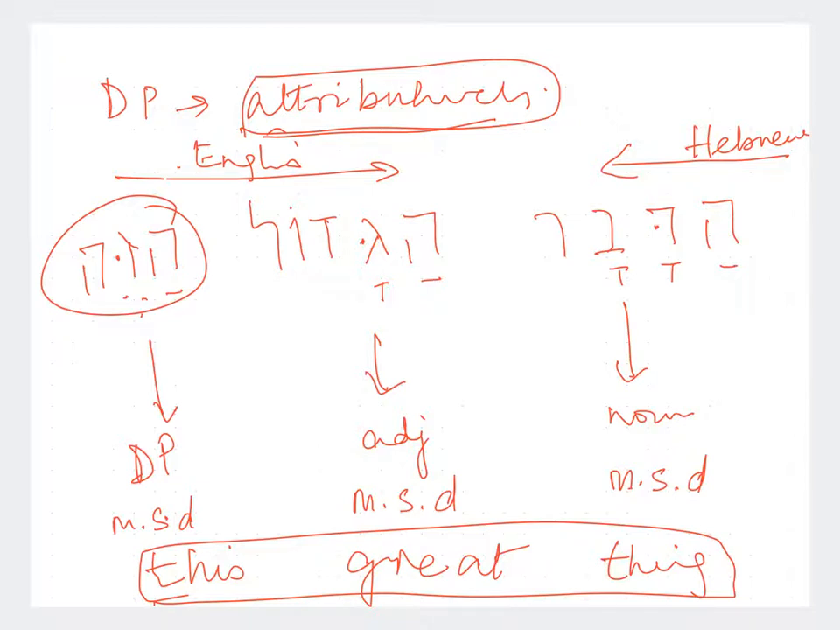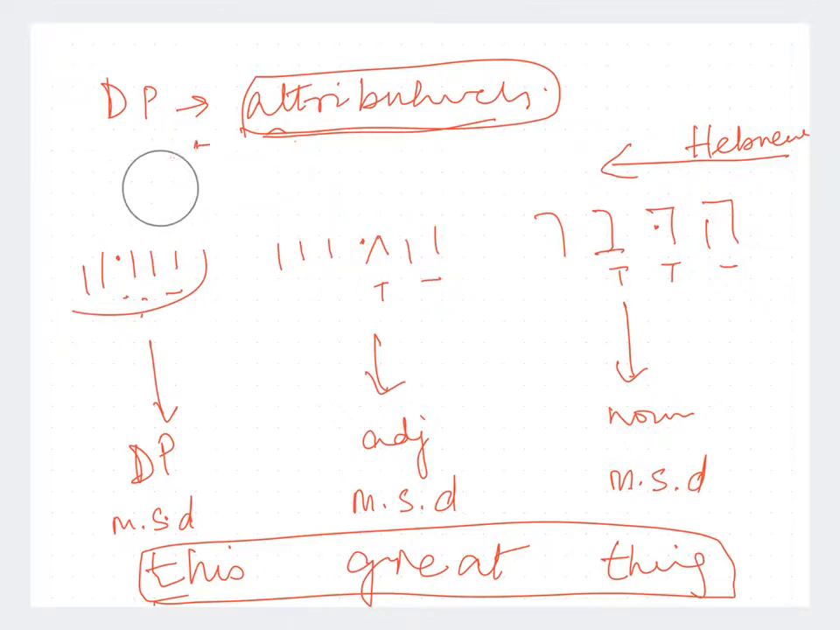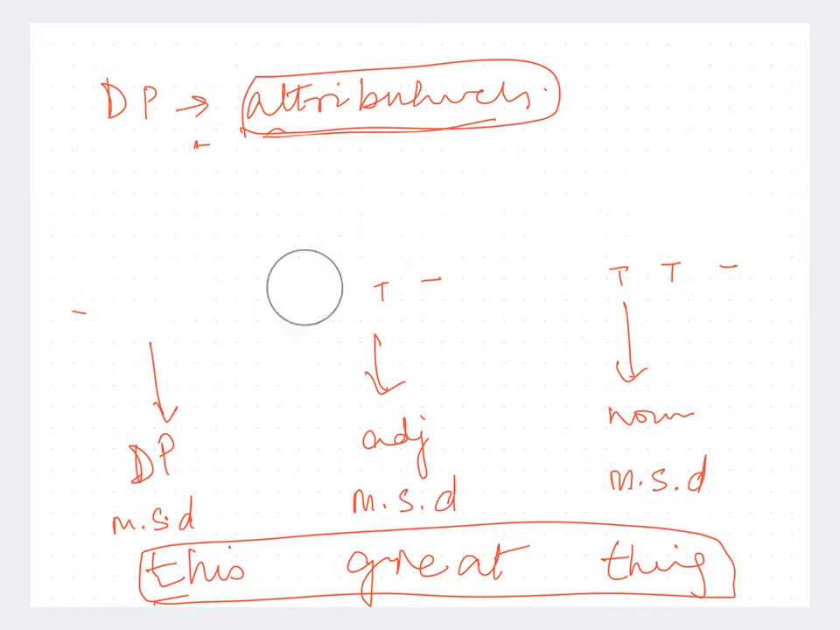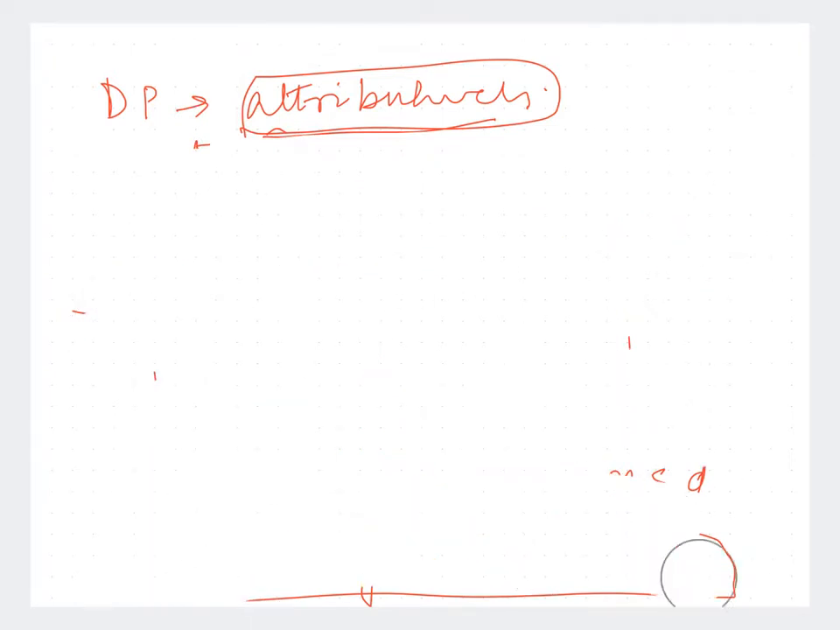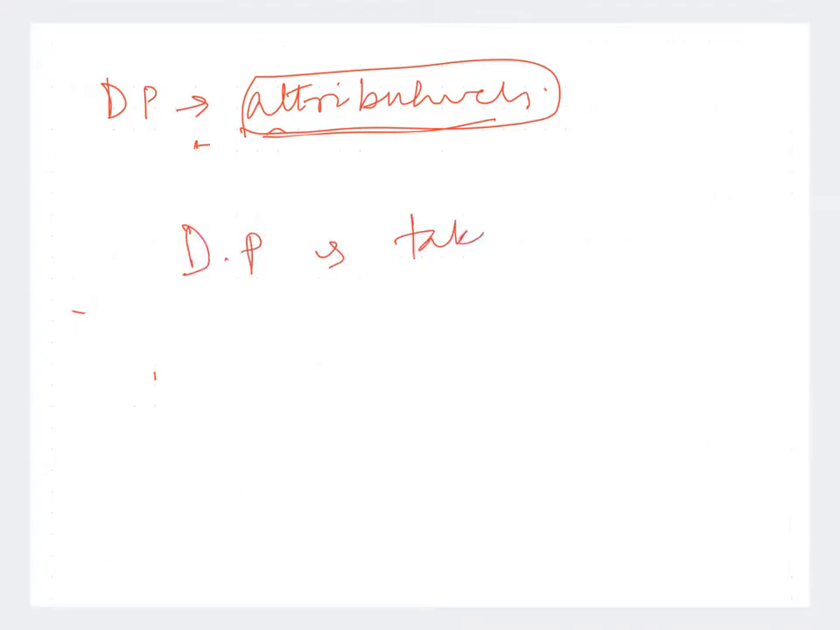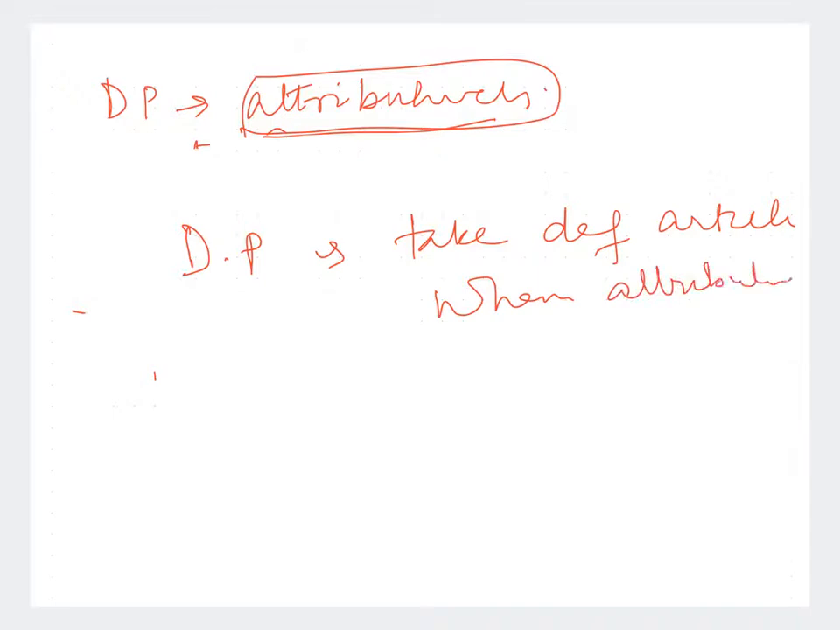Now remember, demonstrative pronouns regularly will take the definite article when they are used attributively. So let me just write that down. So the DP, I'm going to use short forms here. Demonstrative pronoun takes definite article when attributive. Okay, when it's functioning attributively.